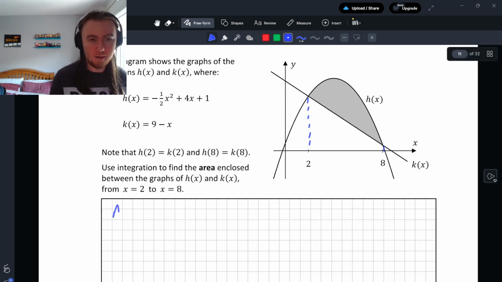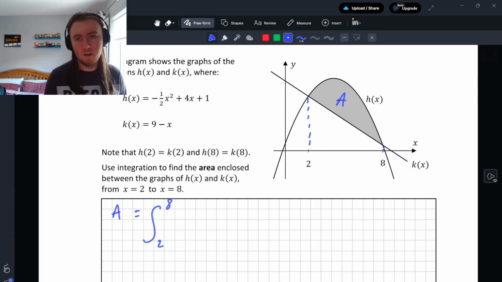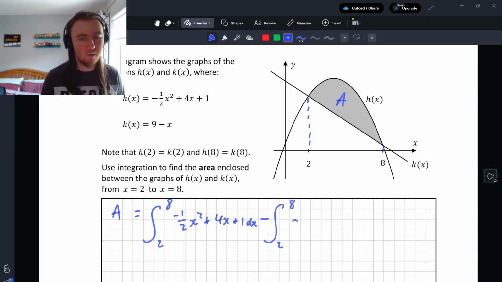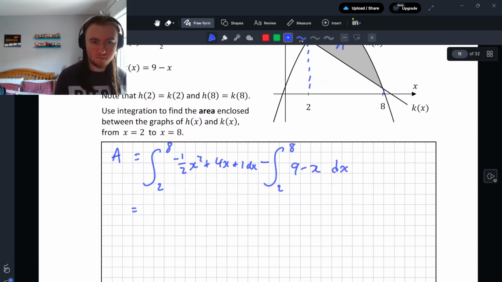So the area, which I'll just label as A, is the integral between 2 and 8 of h of x, which is this, minus a half x squared plus 4x plus 1, dx, subtract the integral between 2 and 8 of 9 minus x, again with respect to x.